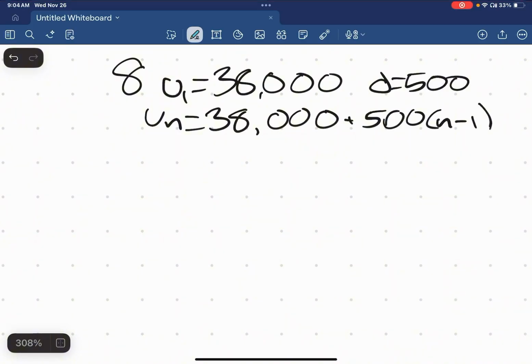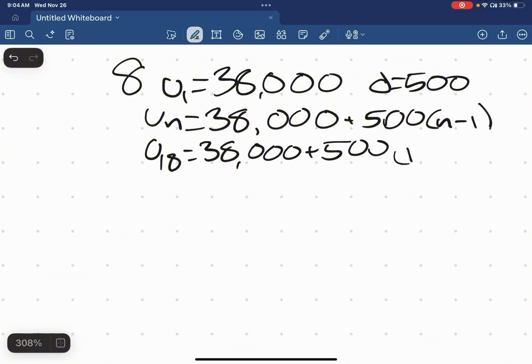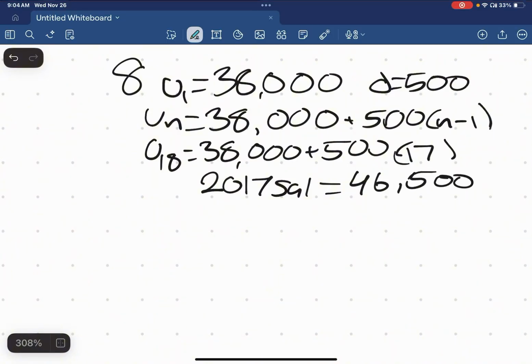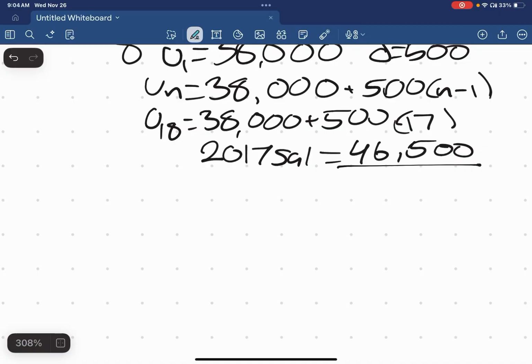And then from here, we might quickly say, oh, well, just plug in 17 to get 2017. No, you'd actually be wrong here, because if we plug in 17, we're going to end up getting 2016. So we've got to plug in 18. And plugging in 18, we get the amount of money he made in 2017 to be $46,500.